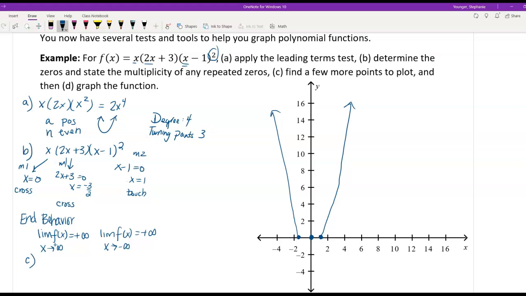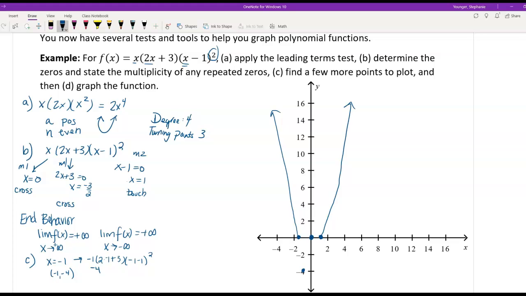So here we have between 0 and -3/2. Well, between 0 and -3/2 is -1. So if we have x equals -1, what does our y equal? Well, so we get -1 times 2 times -1 plus 3 times -1 minus 1 squared. So when I put that into my handy dandy calculator, I get -4. So I know I have another point at -1, -4. So I'm going to go here, here's -1, here's -4. Okay, so I'm going to go down pretty low.